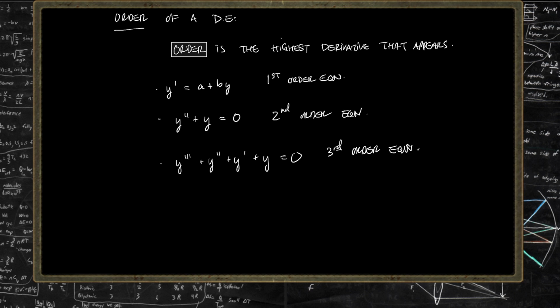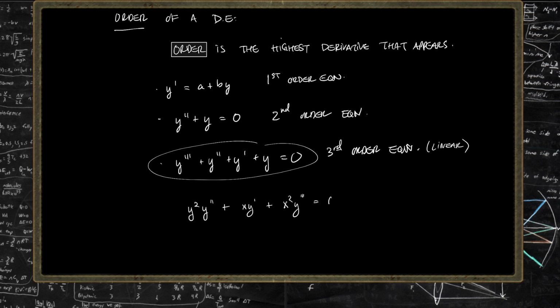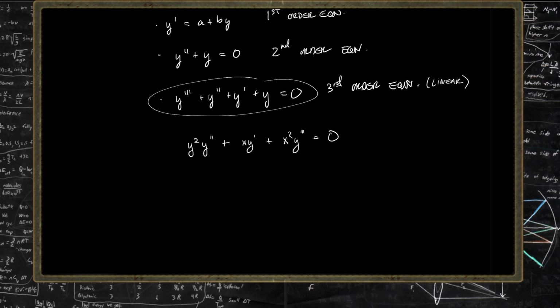And so you can quiz yourself: all right, this is a third order equation. Is it linear? Yes, it is, because it's linear in y and its derivatives. Same with all of these. They've all been linear. But how about something like this? If I had y squared y double prime plus x y prime plus x squared y triple prime. Something like this, we'd see, all right, the order of this equation is 3. That's the highest derivative. Is it linear?